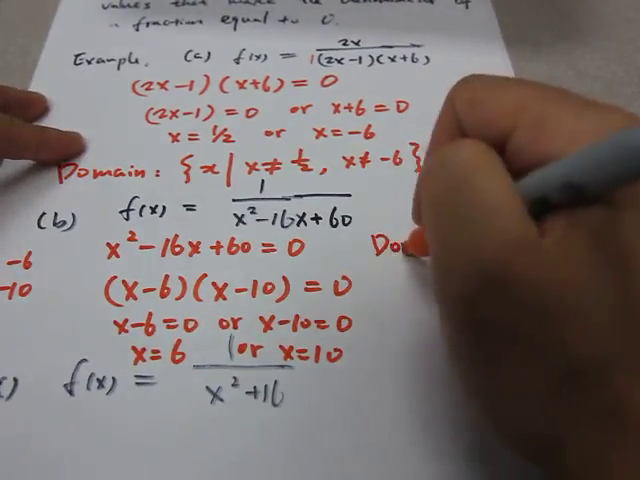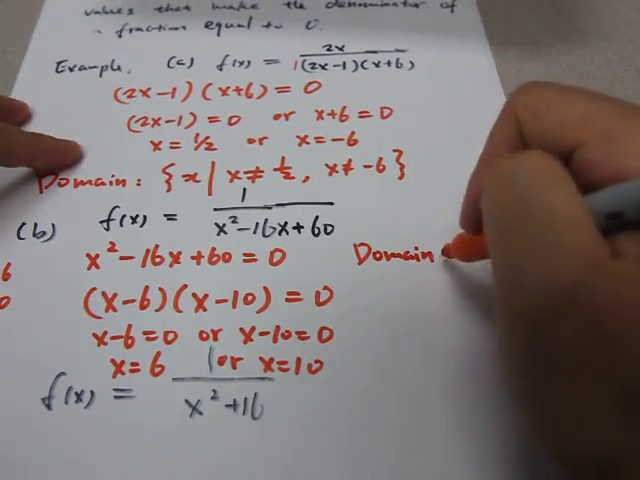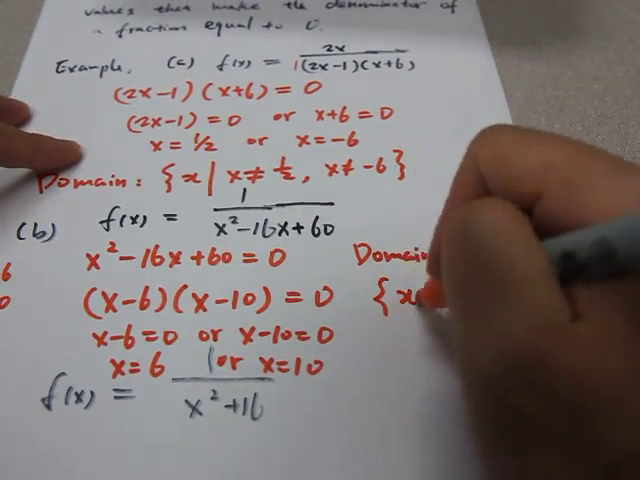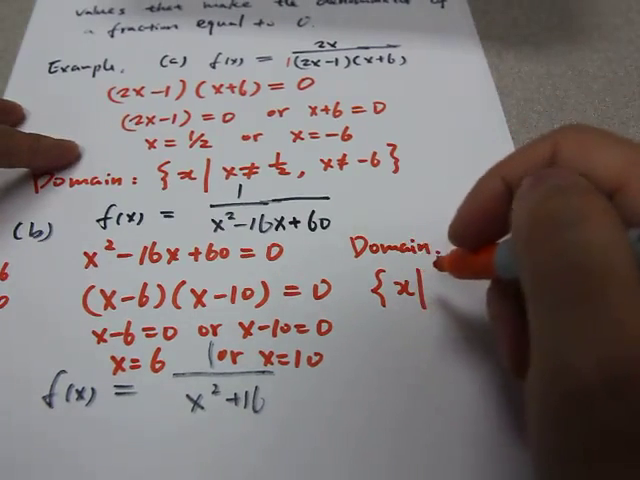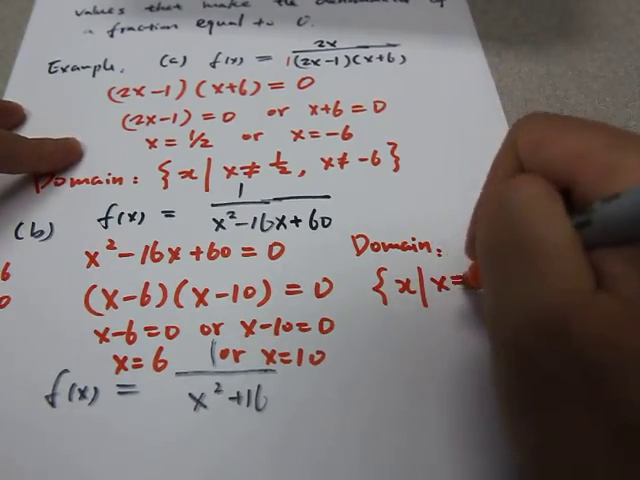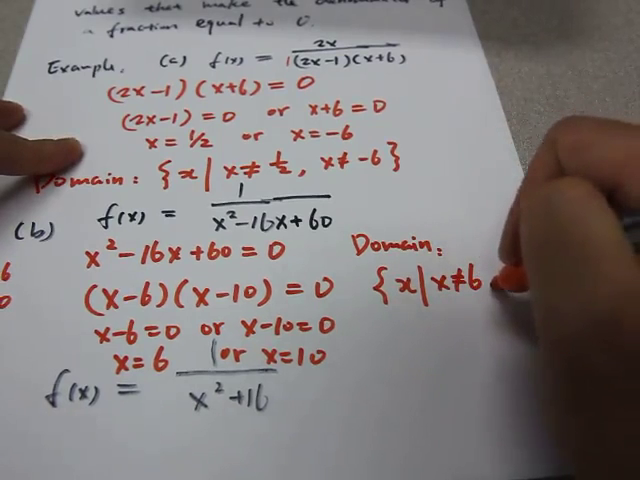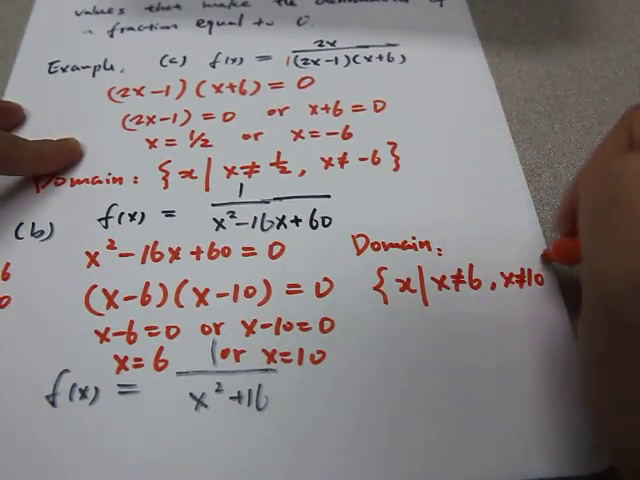This means the domain is going to be every real number except 6 and 10.